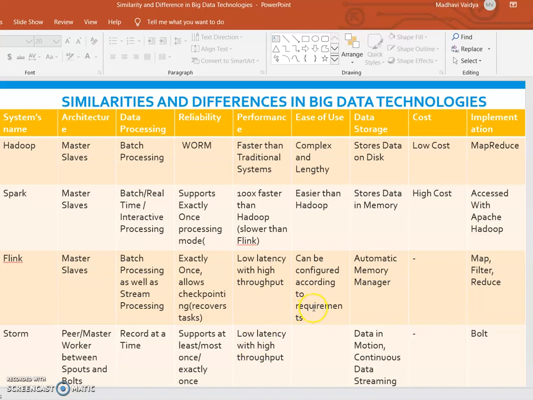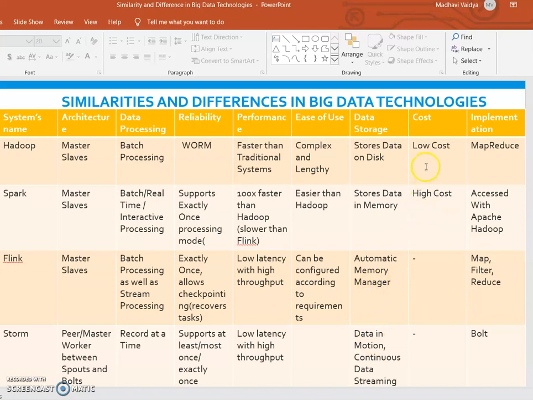But in case of Hadoop, it is complex and lengthy, Spark is quite easier than Hadoop. Flink is configured according to the requirements. And in case of data storage, Hadoop stores the data on the disk. Spark stores in memory. There is an automatic memory manager in Flink. And Storm talks about the data in motion. Even it talks about the past data also, that we have seen in the last tutorial. So if you have missed my last tutorial, you'll have to watch it once.